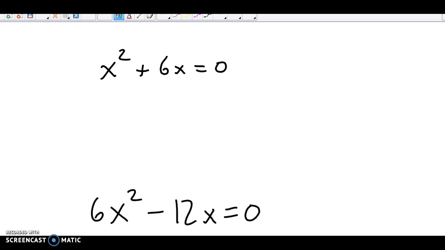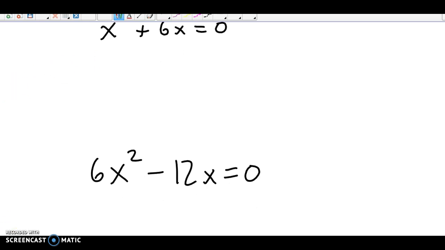Okay, I want you to factor these. Now again, these are actually only binomials, so you're just going to factor one term out to get your product, and then use the zero product property to solve. See if you can do both of these.